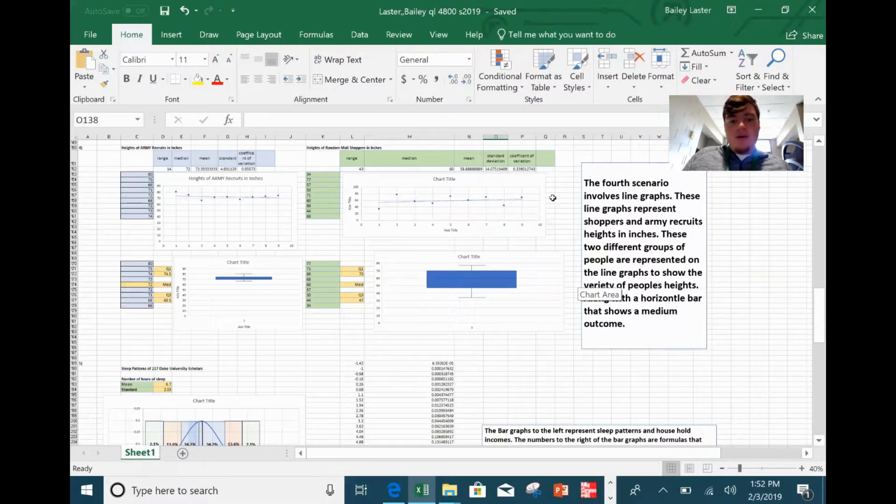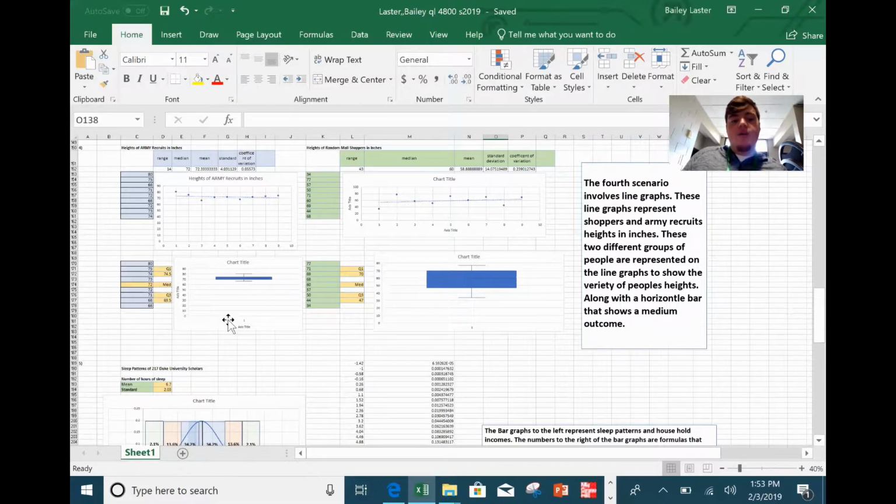I'm going to read you my report that I came up with in this scenario. The 4th scenario involves line graphs. These line graphs represent shoppers and Army recruits' heights in inches. These 2 different groups of people are represented on the line graphs to show the variety of people's heights, along with a horizontal bar graph that shows a median outcome. So these bar graphs here, left and right, represent a median height area.